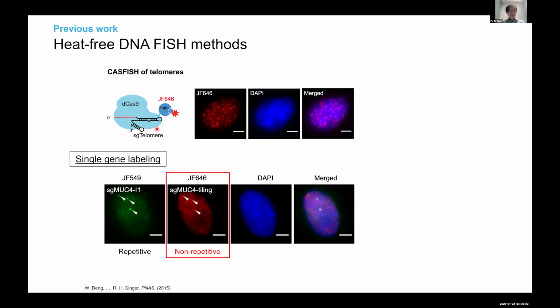So one work from Robert Singer's lab used Cas9 dCas9 fusion with fluorescent dye, and they successfully demonstrated that Cas9 can be used as a genome imaging tool for repetitive sequences. However, in the same paper, they also show that if we want to look at non-repetitive sequences, the signal to background ratio is actually not really great.